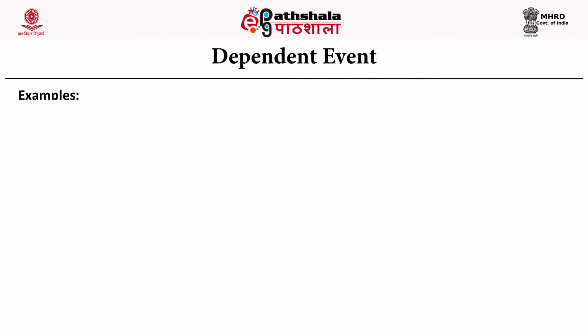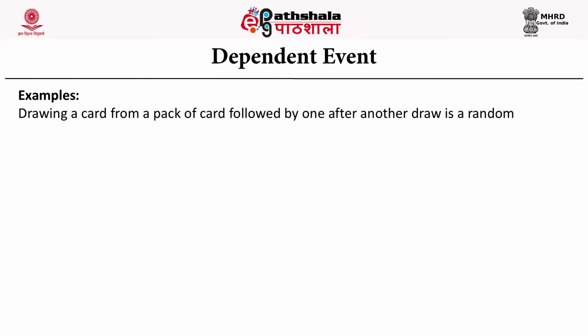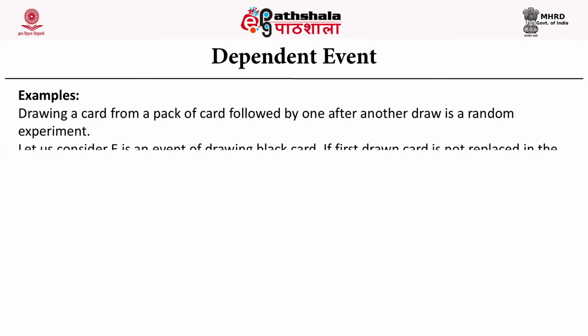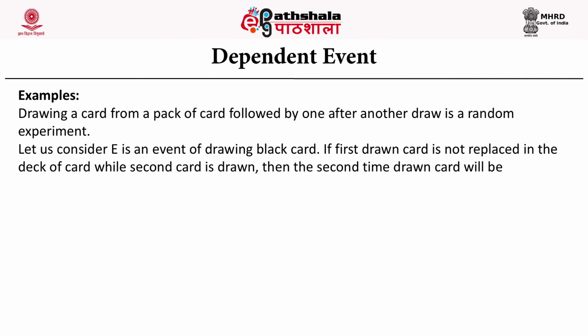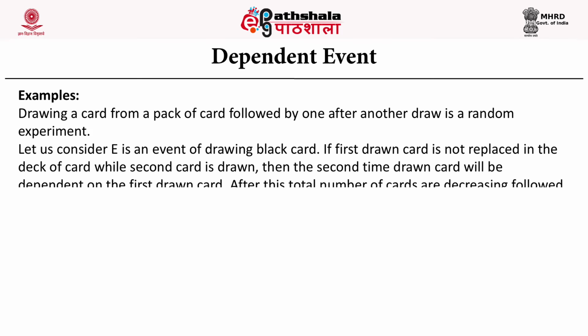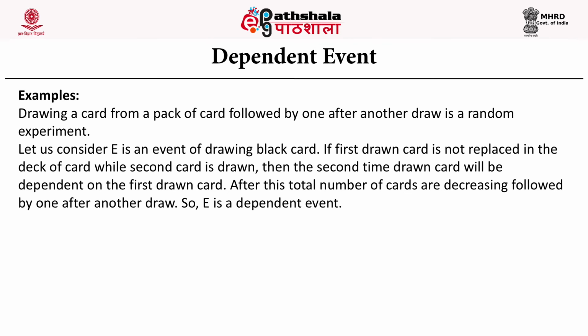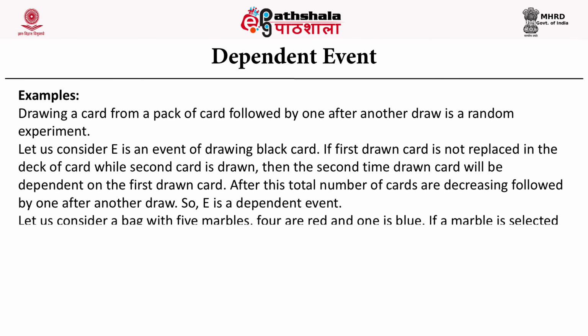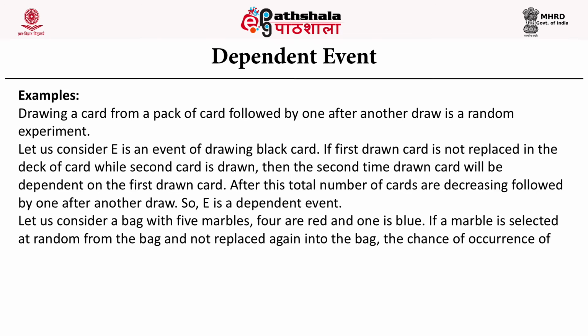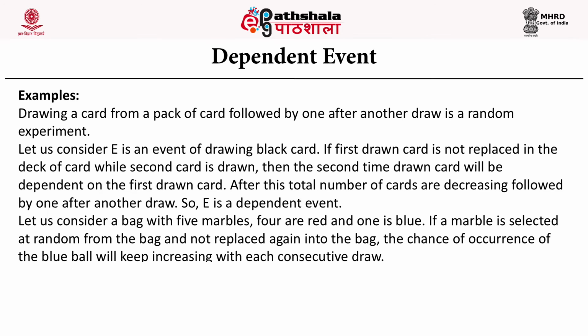For example, drawing a card from a pack of cards, followed by one draw after another, is a random experiment. Let us consider E as the event of drawing a black card. If the first drawn card is not replaced in the deck while the second card is drawn, then the second drawn card will be dependent on the first drawn card. After this, the total number of cards keeps decreasing with one draw after another. So E is a dependent event.